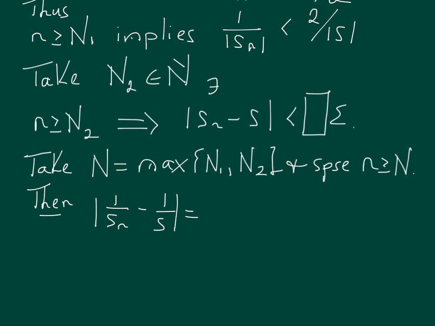Well, from what we wrote above, we know that we can rewrite this as 1 over the absolute value of s sub n times 1 over the absolute value of s times the distance from s sub n to s. Right? Well, because little n is greater than or equal to capital N, and capital N was the larger of n1 and n2, we know that little n is also greater than or equal to capital N sub 1, so we know that 1 over s sub n, which is what we see here, is less than 2 over the absolute value of s.